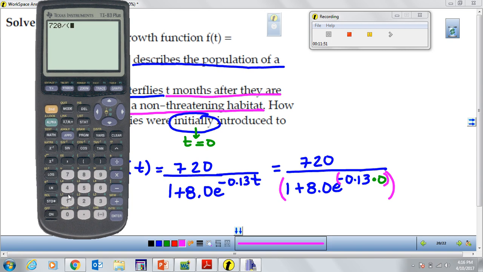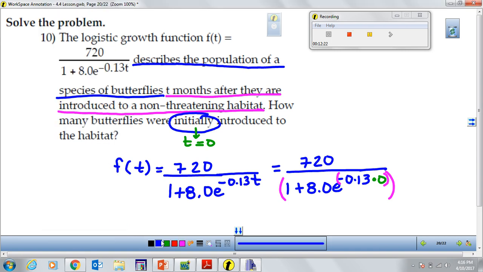720 divided by, open the parenthesis right before the 1 plus 8.0 times the e. You see how the e automatically opens a parenthesis. E raised to negative 0.13 times 0. Close the parenthesis after where you finish the exponent, which is also the 0, and then you close the parenthesis at the very end. So 80. That's the initial population of butterflies. This is how many butterflies were initially introduced to the habitat.